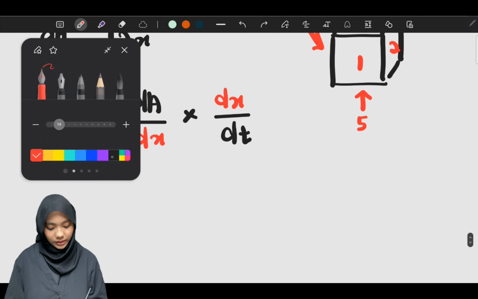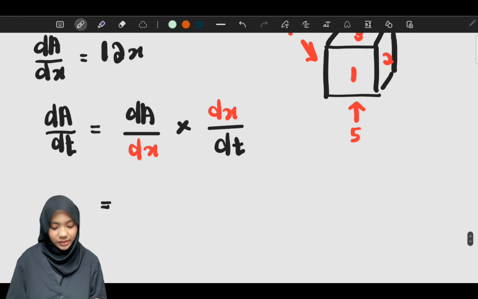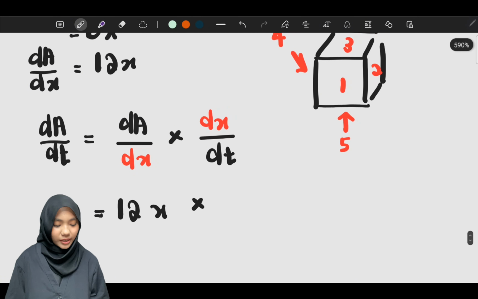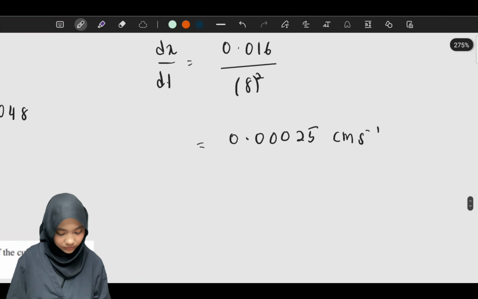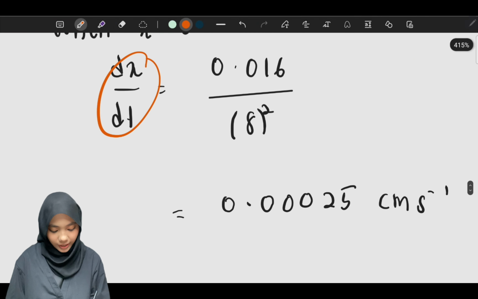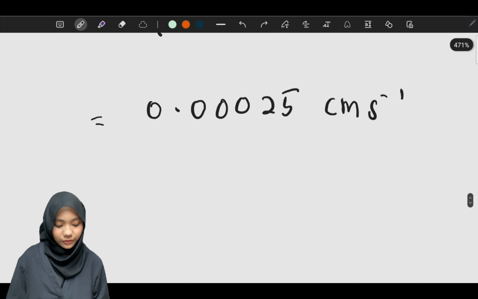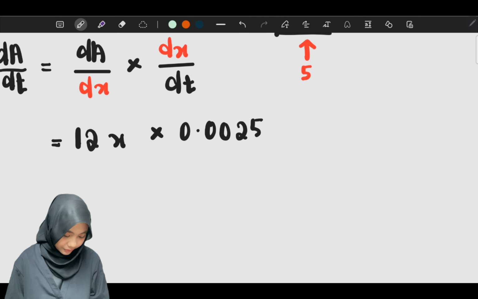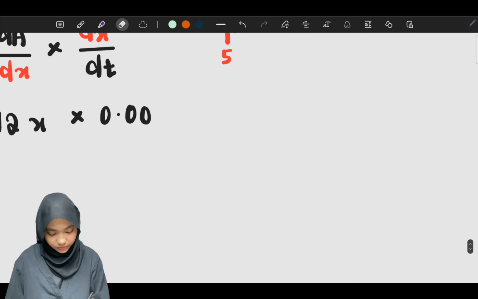Okay, now kita actually dah ada value untuk dA over dx and also dx over dt. dA over dx ni adalah 12x. So kita tulis kat situ 12x times dx over dt ni, dia ada dekat previous question. Previous question kita dah tulis dah tadi and dah dapat pun jawapan dia. This one, dx over dt, which is 0.00025. So kita just sub in je kat sini, 0.00025.